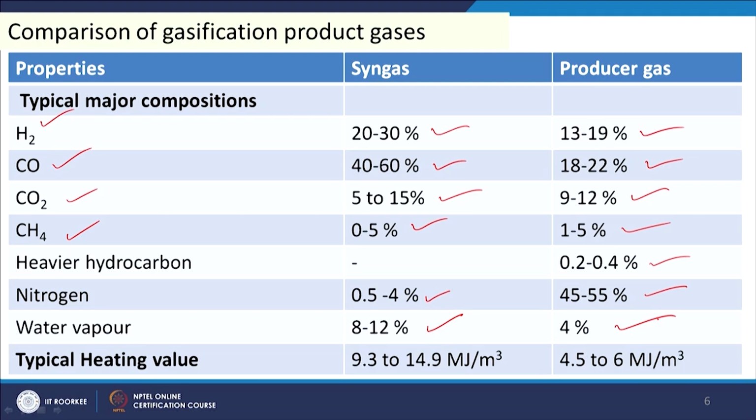Now, the heating value, which is most important in our case. For syngas it is 9.3 to 14.9 megajoule per meter cube, whereas it is 4.5 to 6 megajoule per meter cube in the case of producer gas. Now, we will see the mechanism of gasification, how the gasification takes place.